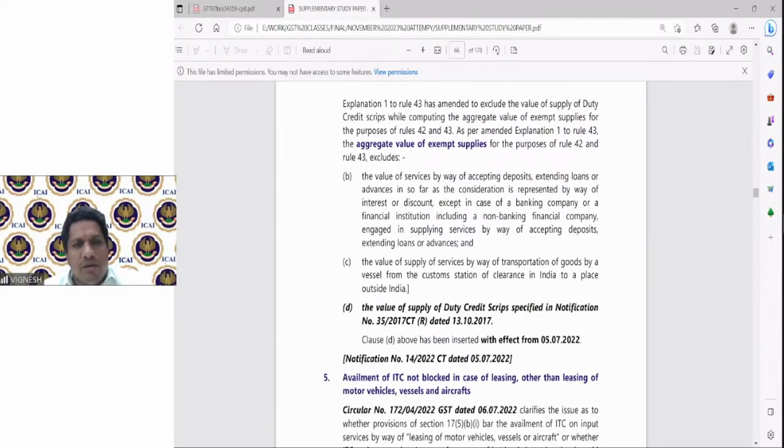So therefore, if I have duty credit scrips, I'm into export of a very particular product, and I'm crossing a threshold of exports for which I'm given these scrips by the government, it should not be taken under exempt supply. Or I transfer these scrips to some other person. In that case also, this should not be taken in exempt supply. I hope this is clear.